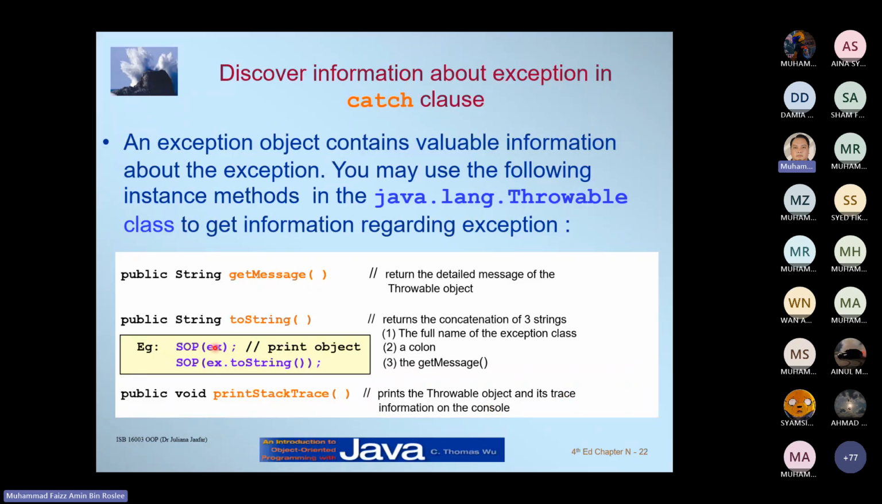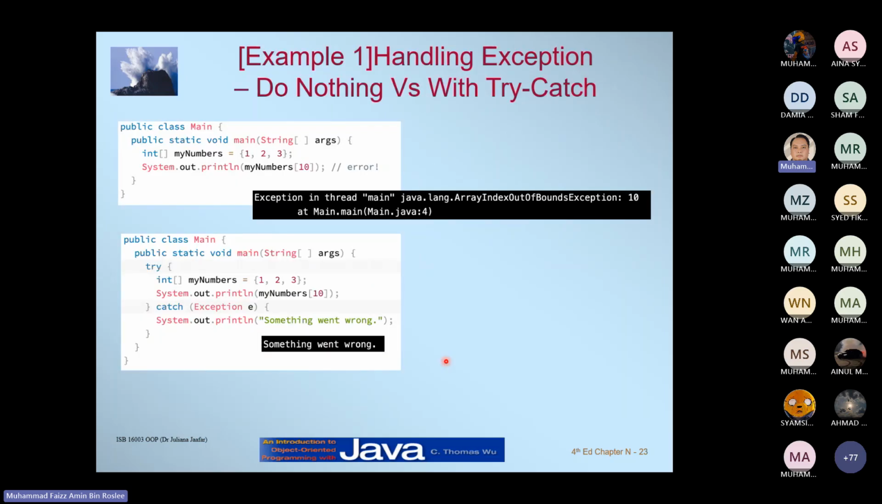Here's some of the examples. System.out.println. Okay, SOP is basically System.out.println. In brackets you define e or ex in this case. Okay, dot toString, it will print all the values in the ex within the toString method in here. So toString will return the full name of the exception class, a colon, and the getMessage itself. Okay.